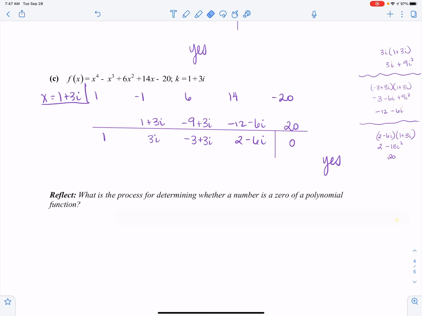So what is the process for determining whether a number is a 0? What we need to do is find out whether or not the remainder is 0. If my remainder is 0, then I have a 0. I have a root. I have a solution. I have an x-intercept.